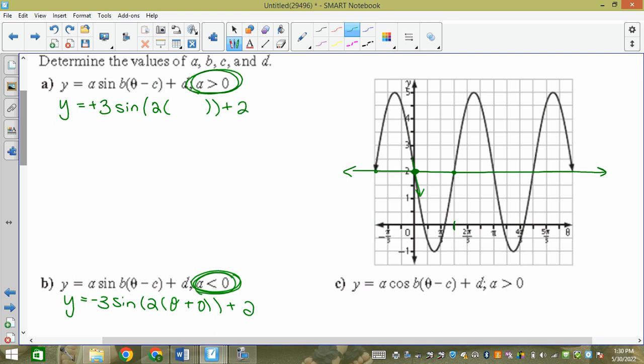But how can I figure out what the heck this is? How many ticks is it to pi? 1, 2, 3, 4, 5, 6. So this is 1 pi over 6, 2 pi over 6, this is 3 pi over 6. Hopefully you can see that this is halfway to pi, which is pi over 2. So you correlate either of them. But this would be pi over 2 to the right. So I would go theta minus pi over 2.